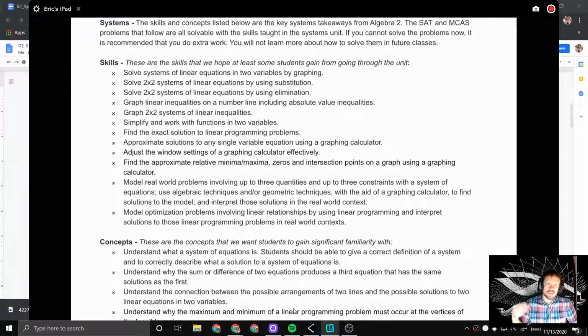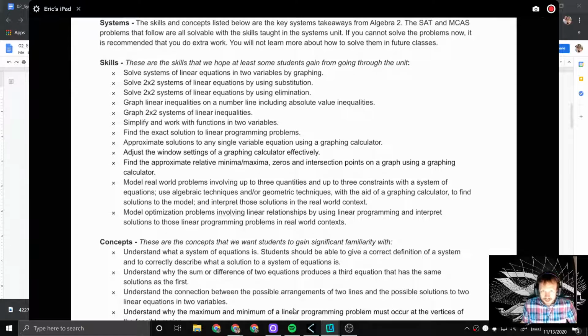Solve 2x2 systems of linear equations by using substitution. So now we know that we have two equations. We know they're linear equations, and we want to solve them with substitution. Again, solve the first equation, or the second, for one of the two variables, and plug in the expression to the other equation, solve, and plug into either of the original equations to find the value of the second variable.